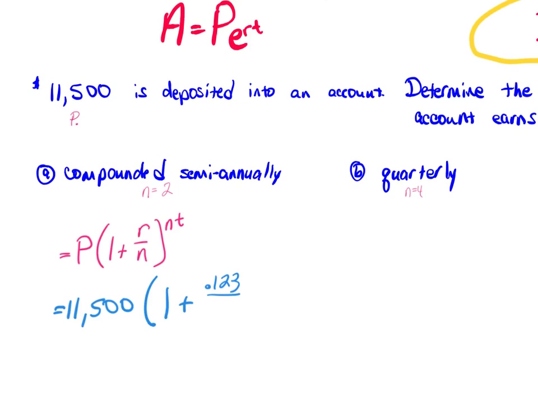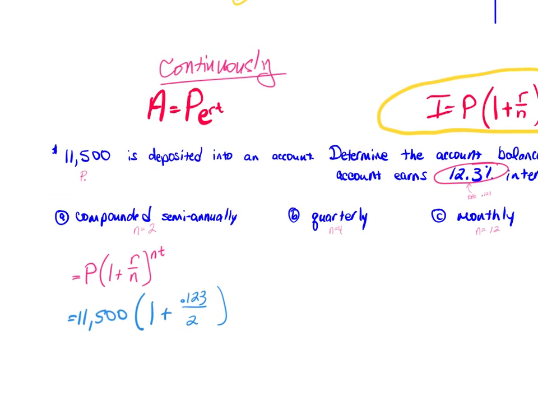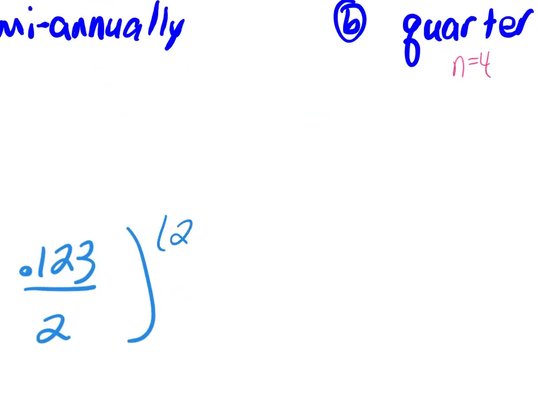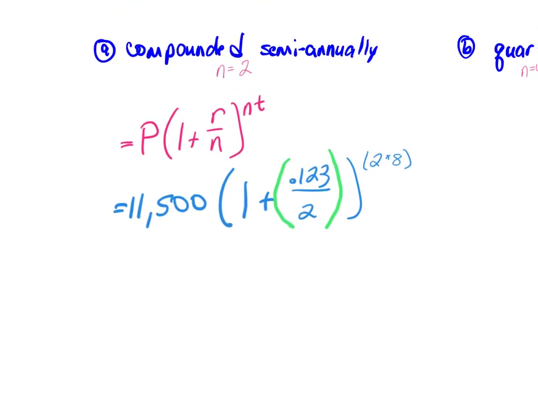0.123 divided by N, which is 2. And then we raise that to the what? 16. Okay, we raise it to the 2 times 8 power. Now let me show you guys something. In your calculator, you should put it in just like you see it. Practice this, everybody.